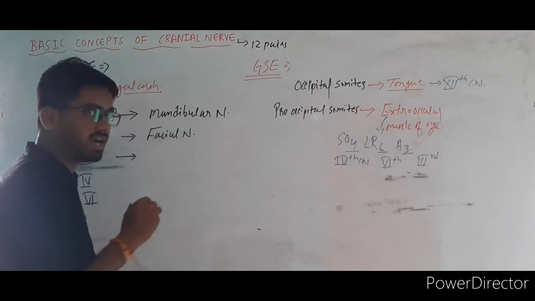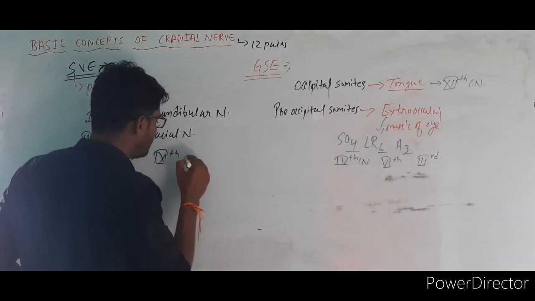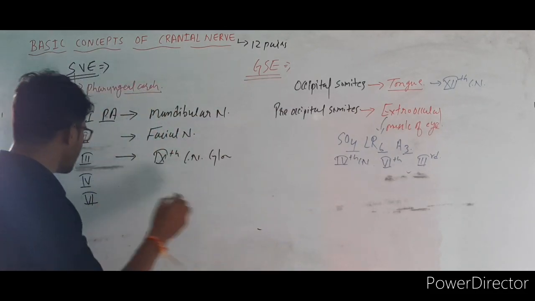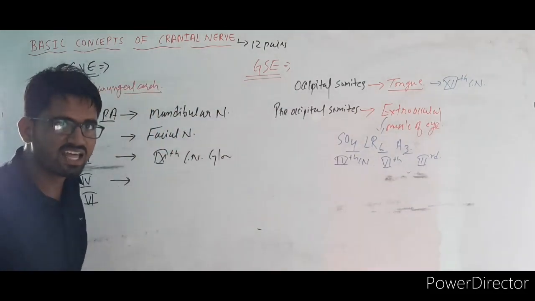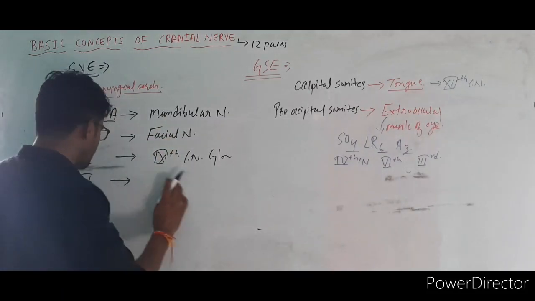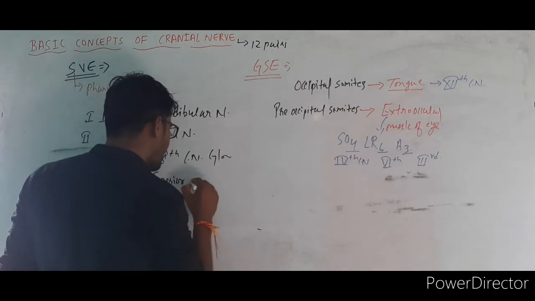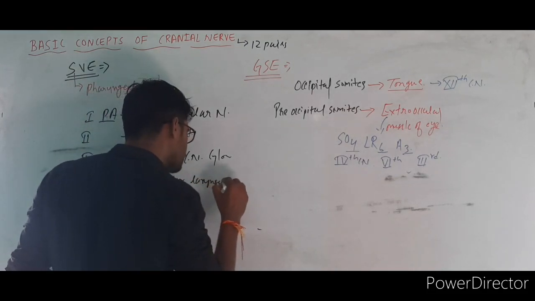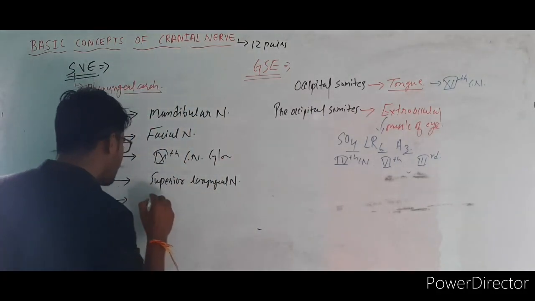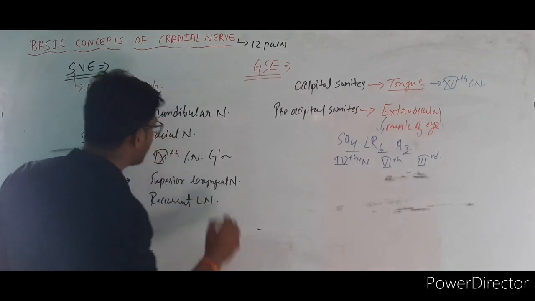Can you tell me in the third? Yes, glossopharyngeal nerve. The 9th cranial nerve, that is called glossopharyngeal, right? In the fourth, you know, superior laryngeal nerve. I have explained this in the MCQ. How to remember this? So superior laryngeal nerve. Am I right? And this is the recurrent laryngeal nerve. Am I right?